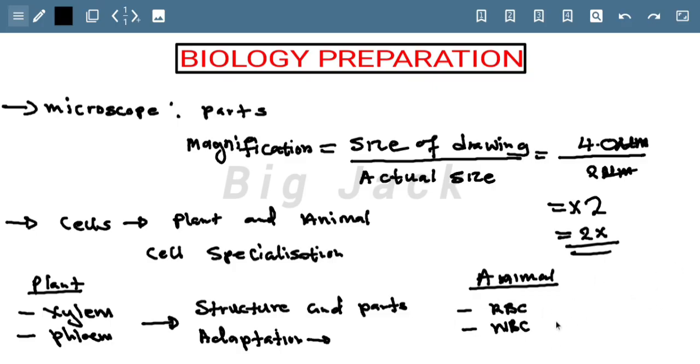Then apart from this one, you need to know the types of white blood cells, like the phagocytes, the neutrophils, the eosinophils, those things, monocyte, and so on. So that's all for an animal cell. Adaptation is very, very important, as well as the function. Let's also include this one, functions, and also the location. They can ask you to tell them the location where the xylem is found, at the center of the plant, where the red blood cells are found, that is in blood.